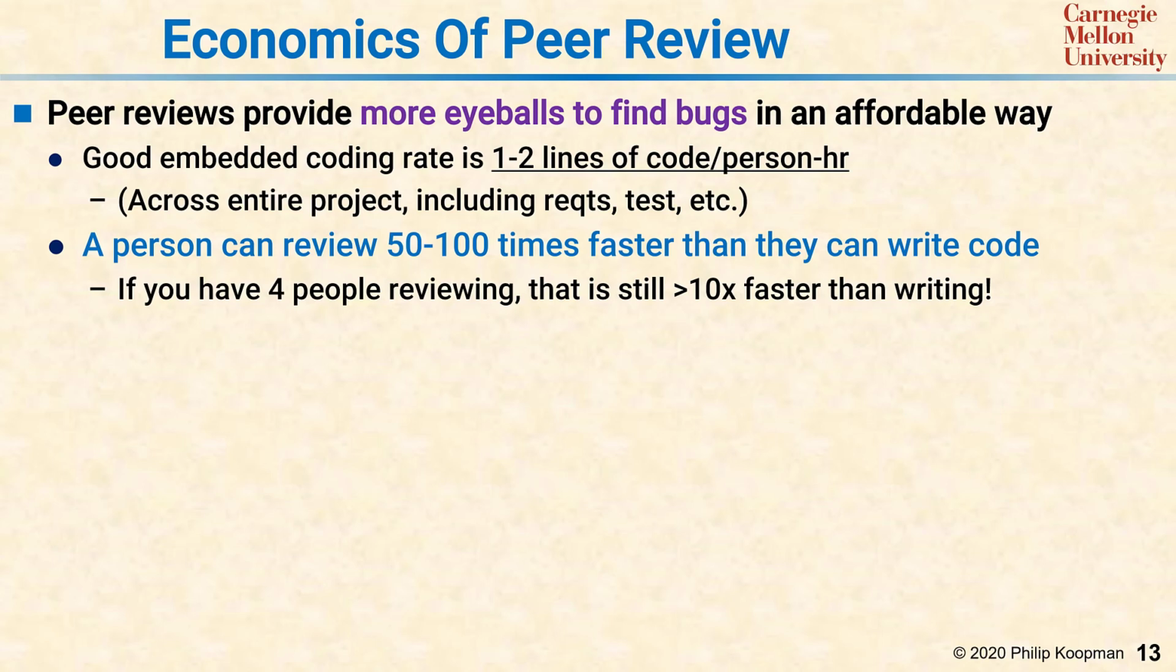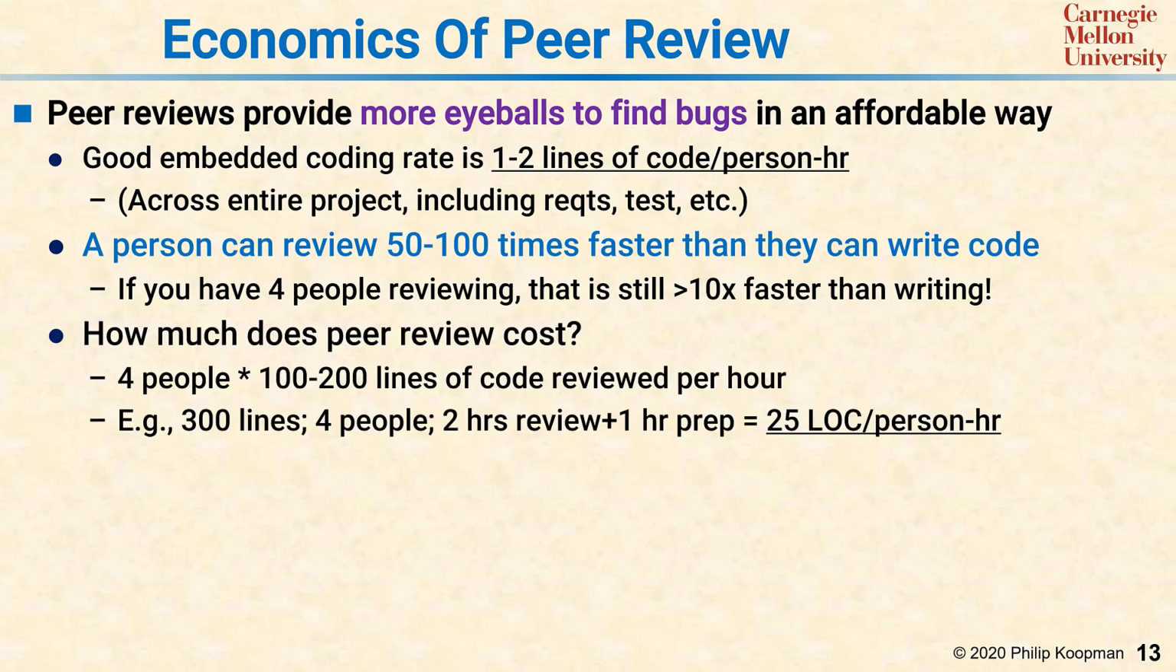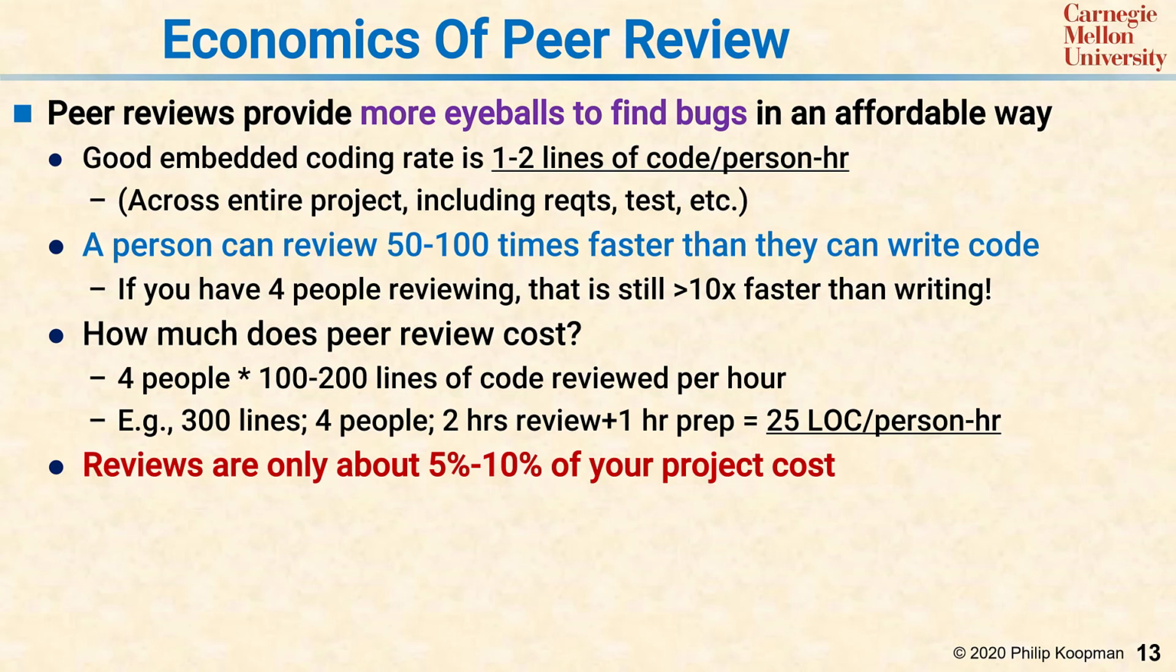Reading code is a very small fraction of the amount of time of doing all the design work and all the writing of the code and all the tests. 50, 100 times faster, okay? And so even if you have 4 people in your peer review, that's 10 times faster or better than writing the code. So let's work an example with those numbers. If you have 4 people at 150 lines of code per hour, that's 300 lines of code in 2 hours, 4 people, plus an hour of prep. That works out to 25 lines of code per person hour. So if you're writing code at 2 lines per hour, and you're reviewing code at more than 10 times that, at 25 lines of code per person hour, you find out that reviews are only about 5 to 10% of your project cost.